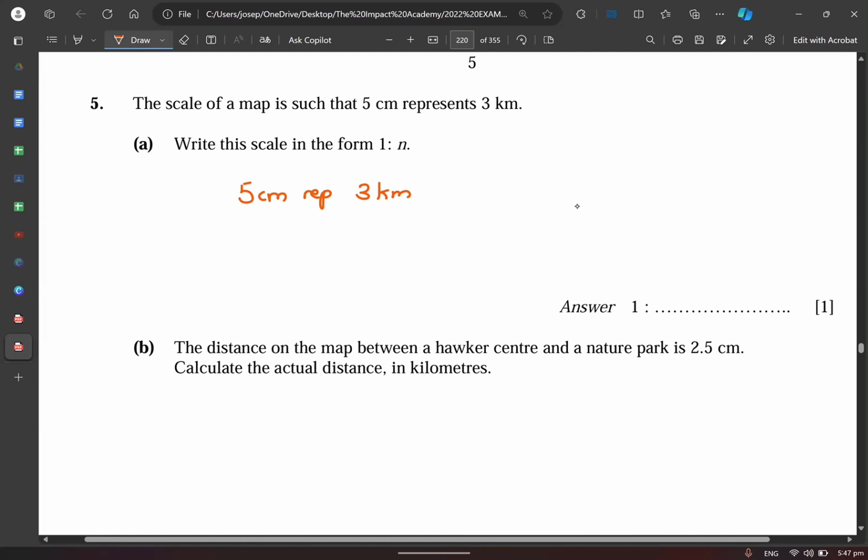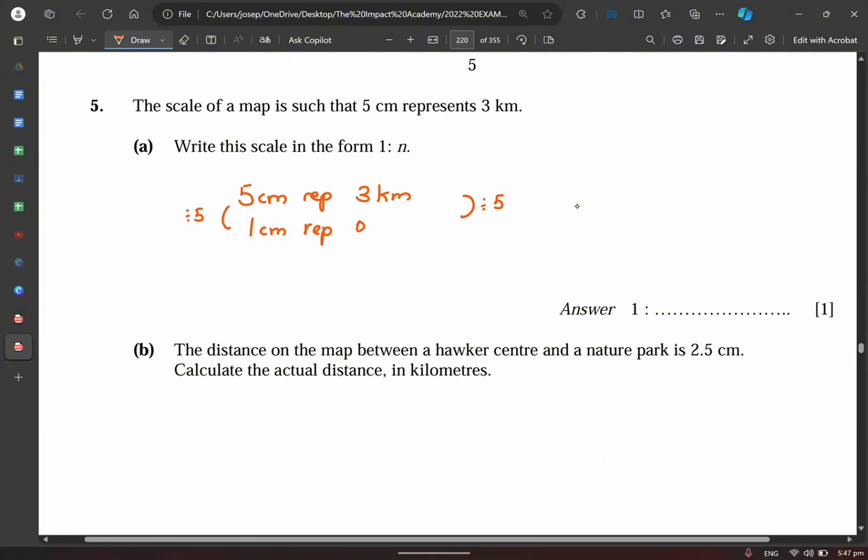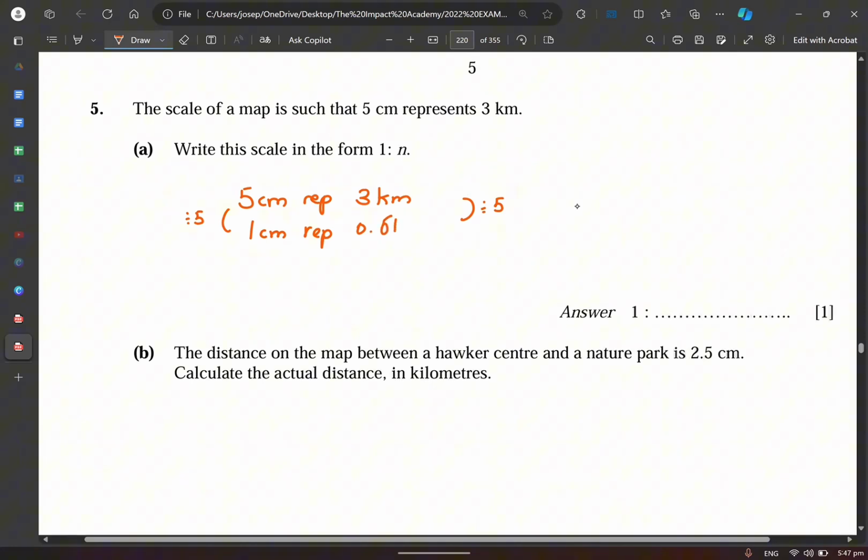Then you want to get to 1 cm. So 1 cm represents, how do you get from 5 to 1? You divide by 5, correct? So over here, you also divide by 5. True. You get 0.6 kilometers. Am I making sense?